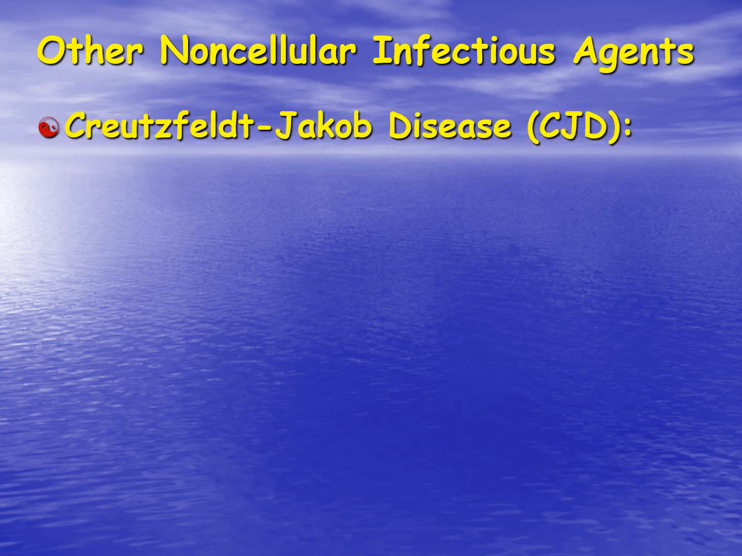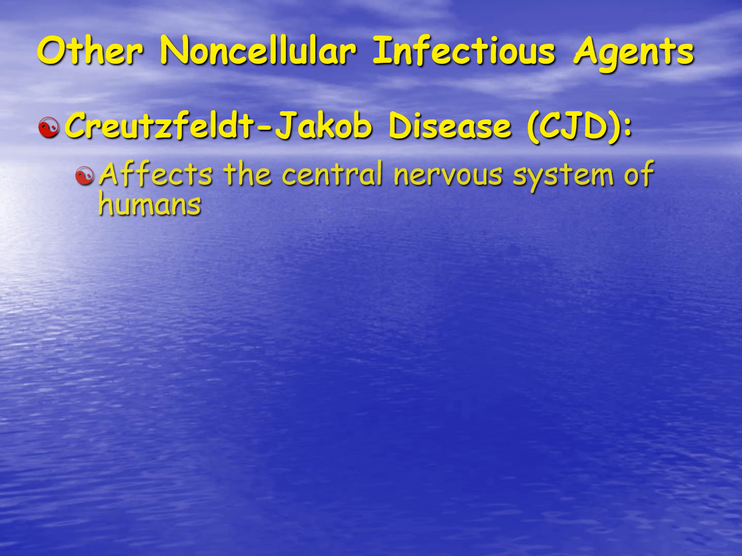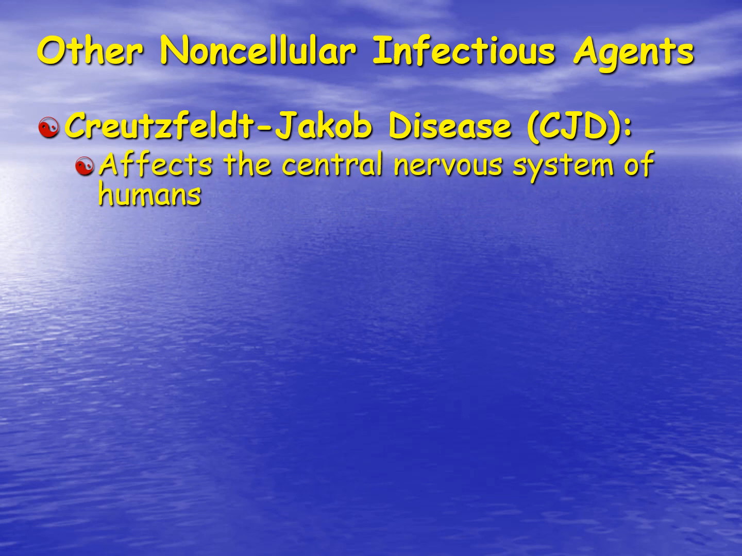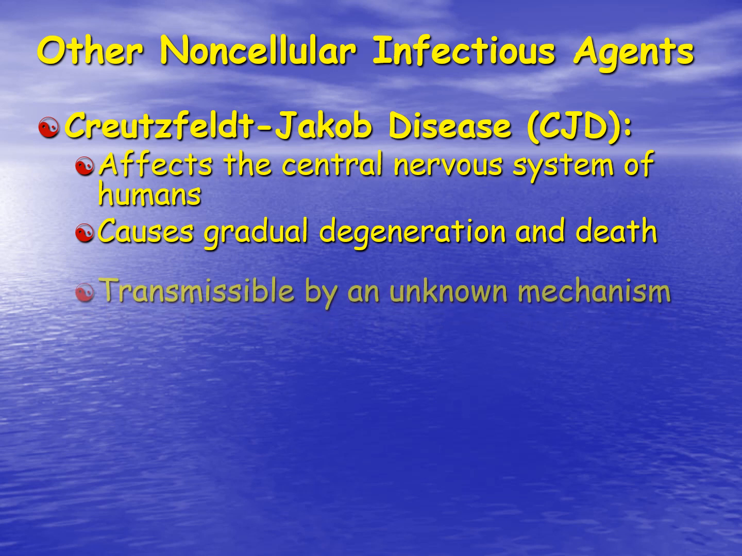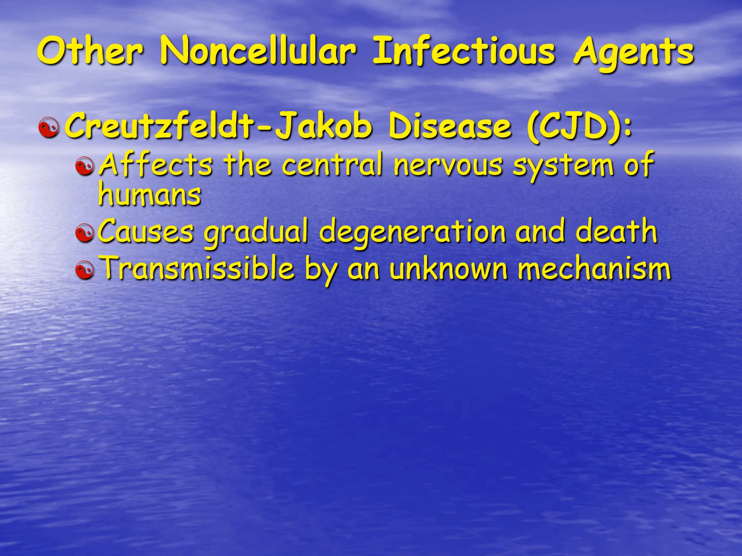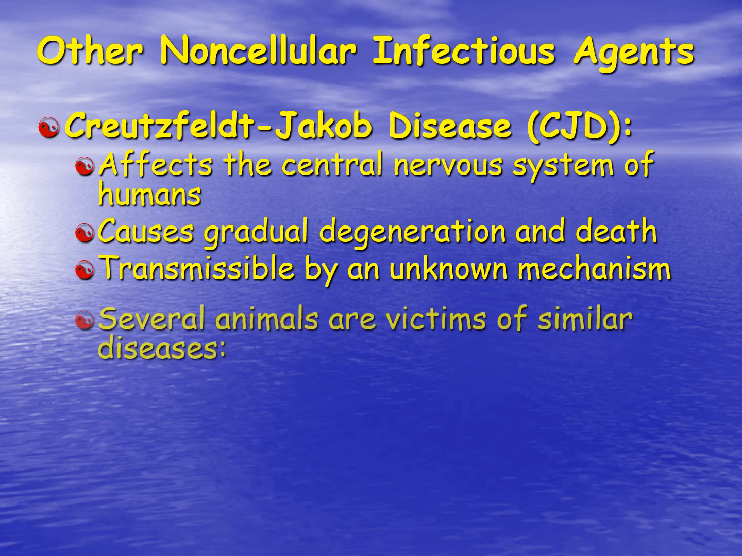Creutzfeldt-Jakob disease, or CJD, is the form that affects humans. It affects the central nervous system and causes a gradual degeneration of the central nervous system and eventually death. It's transmissible by an unknown mechanism, but models have been proposed that it could be from eating infected brain tissue of other humans or other animals.